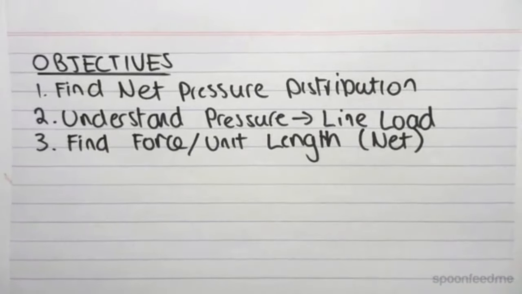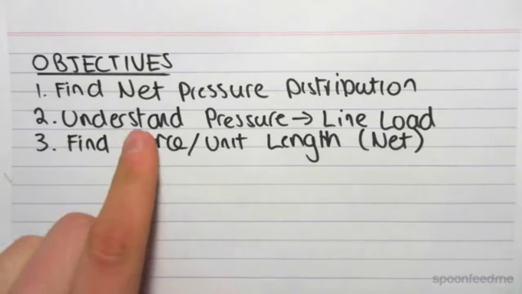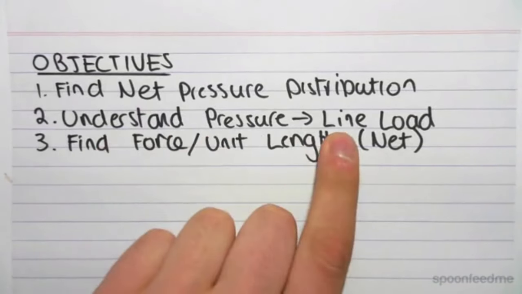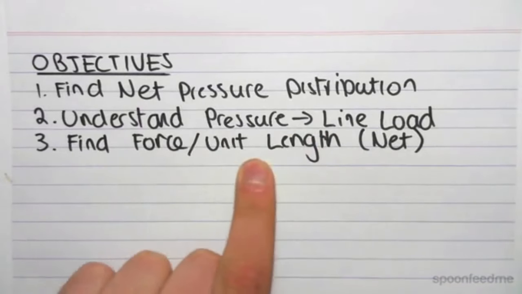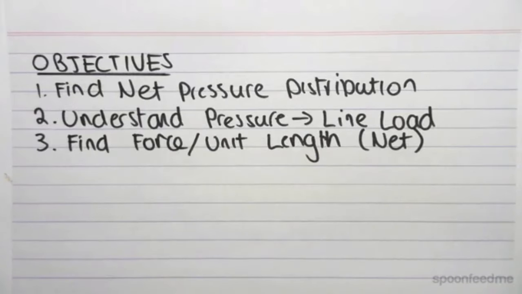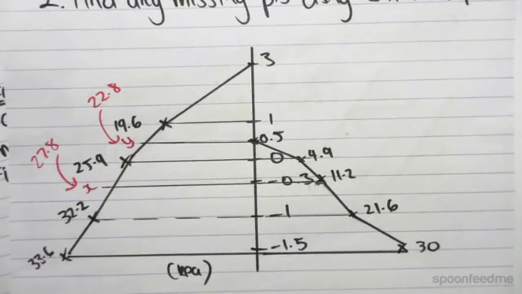The objectives for this video are going to be using the distribution of pressure we developed in the previous video to find the net pressure distribution. We're then going to understand how we go from a pressure to a line load, and then we're going to find the force per unit length of our wall, and that's the net force per unit length. So in the previous video we developed the pressure distribution, which looked like this.